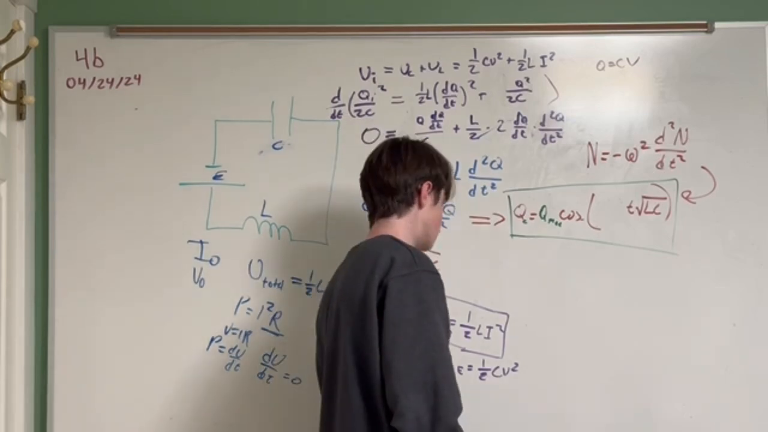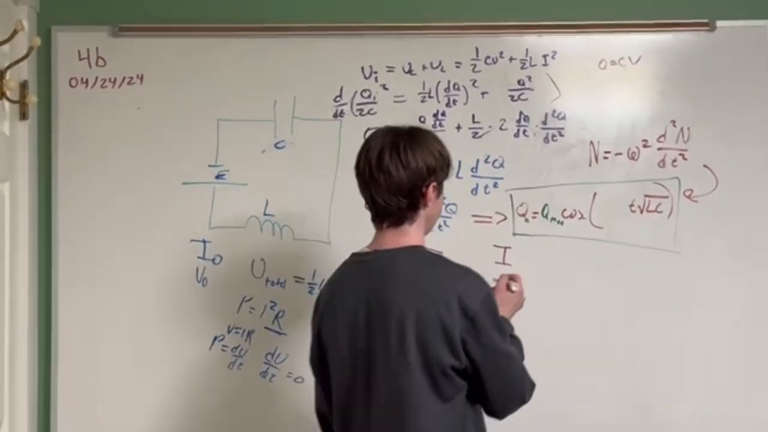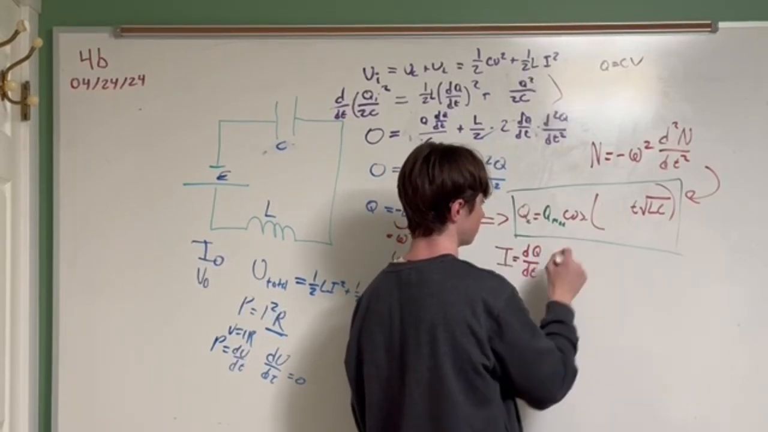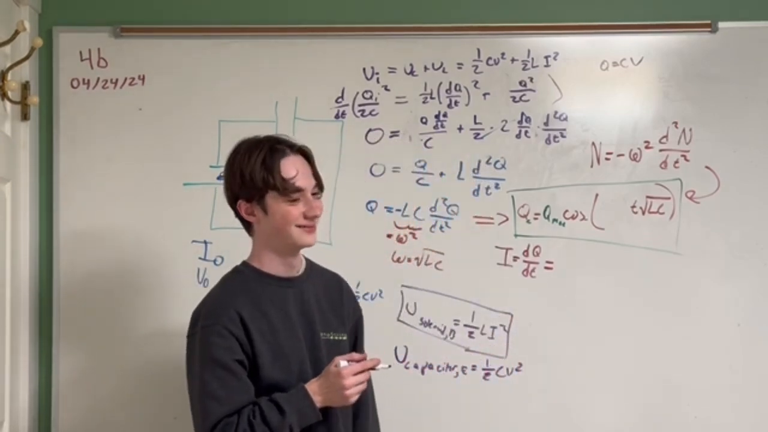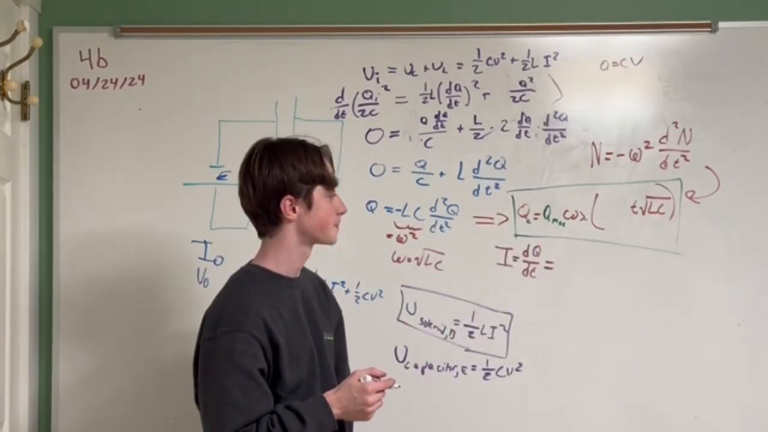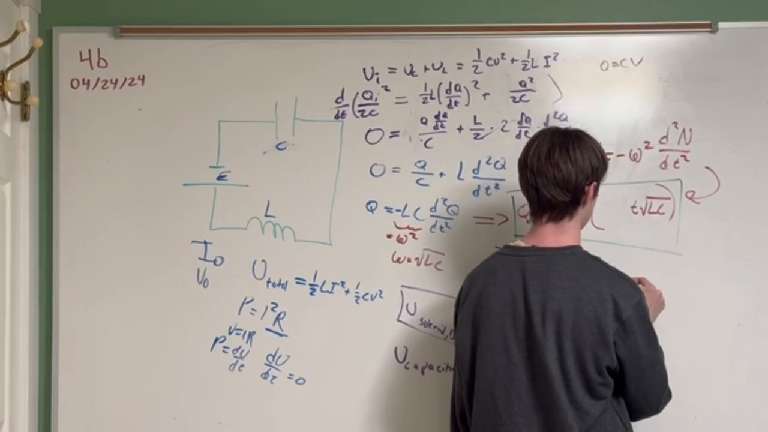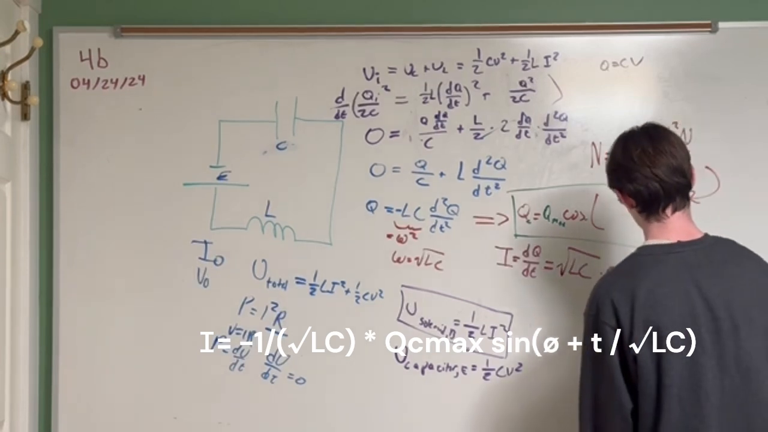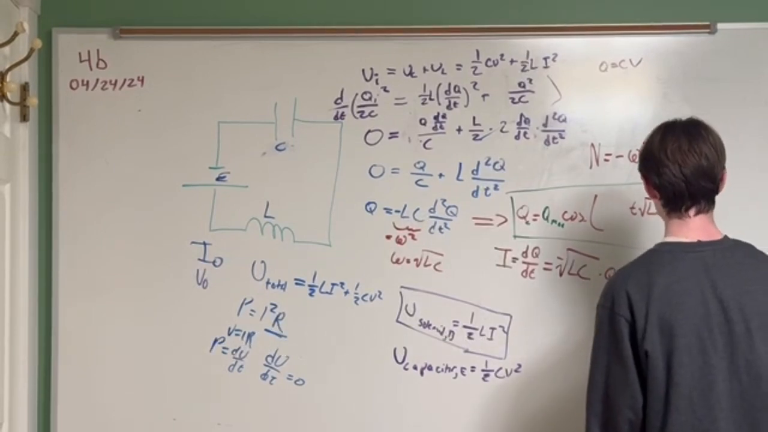But we're going to have to take some derivatives. I is equal to dq dt. So what's the derivative of this? Take the derivative of this, of course. It's the square root of LC times Q max cosine, and then negative sine. Oh, negative sign. Good job, Jacob. Yeah, he got the negative sign.